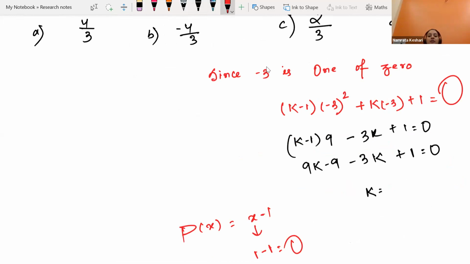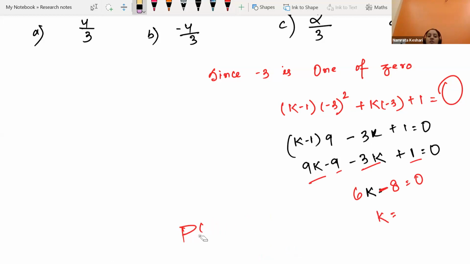Yes, what are you getting? 9k minus 3k is 6k. Minus 9 plus 1 is minus 8. What are you getting as the k value? 4 by 3. 4 by 3, let's check whether that option is there or not.